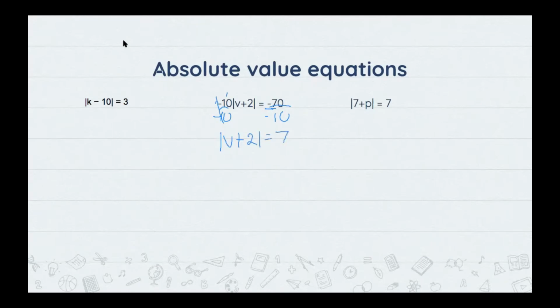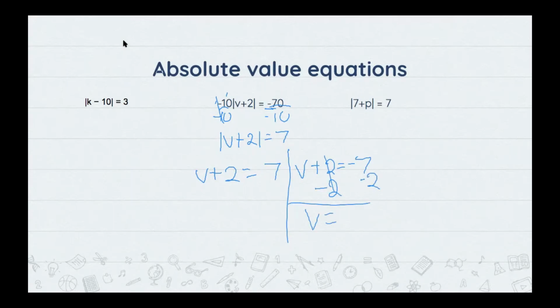Now, Ivy, you will split the equation into a positive equation and a negative equation. And now you basically solve it as if it was a normal equation. So what do you do? Plus 7, minus 7 on the first one. You would subtract 2 on both sides. And then v would equal what? Equals 5. Are you sure about that?